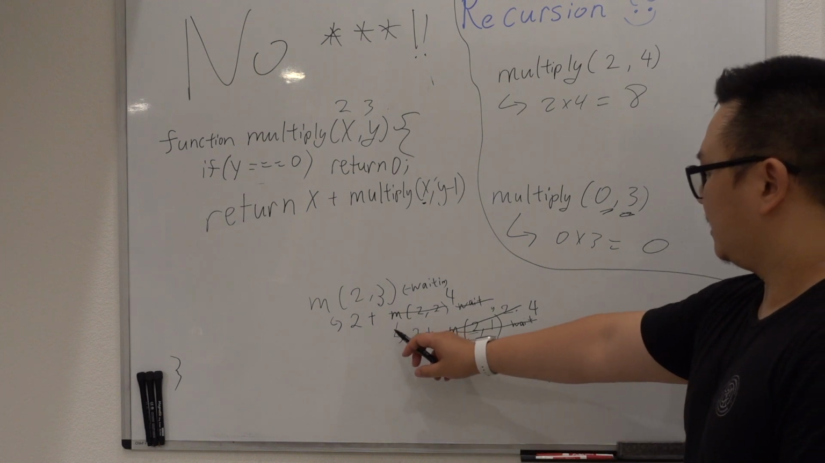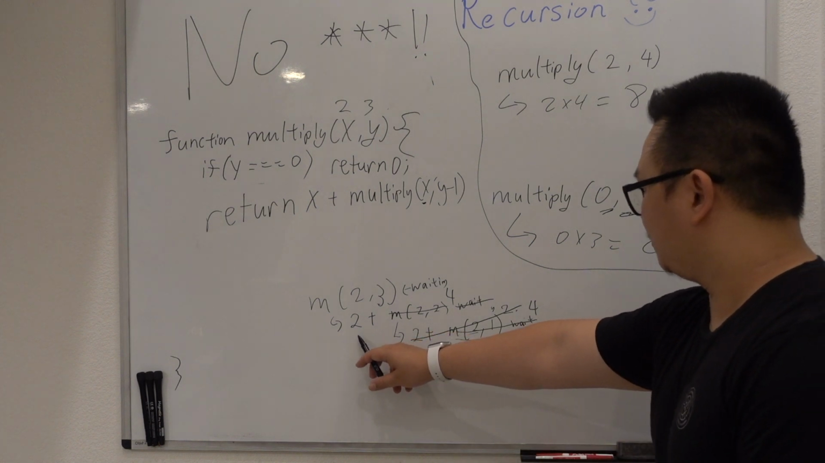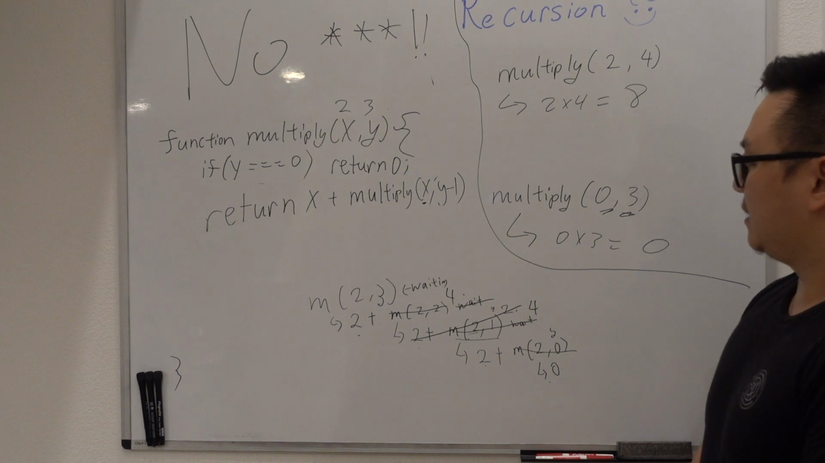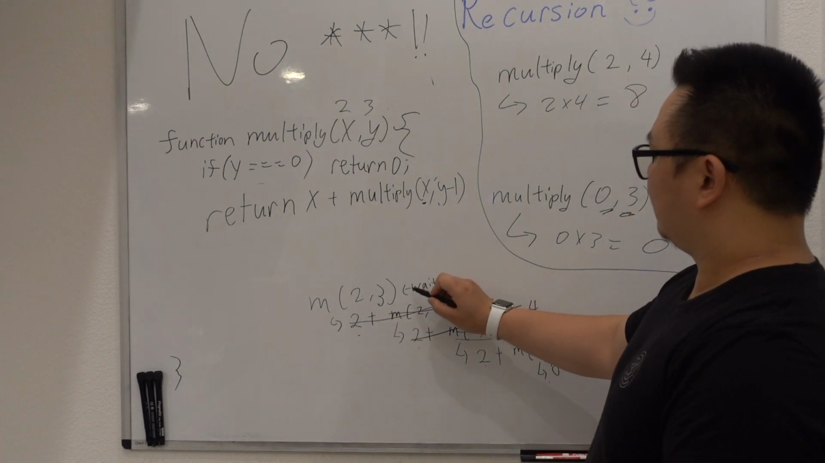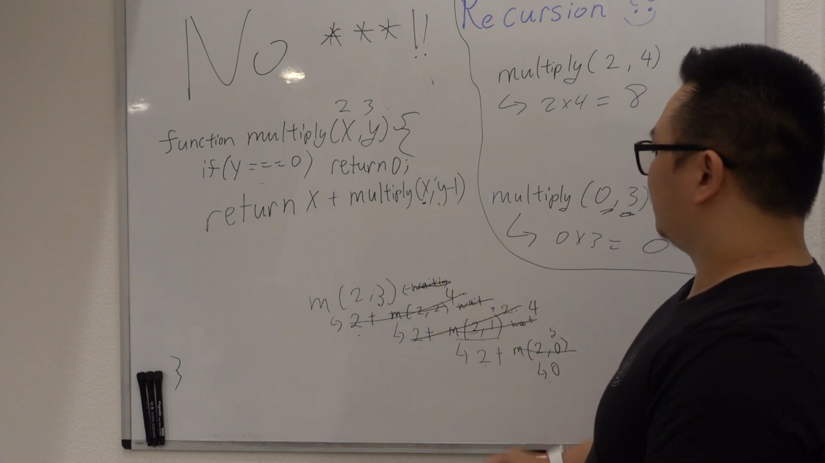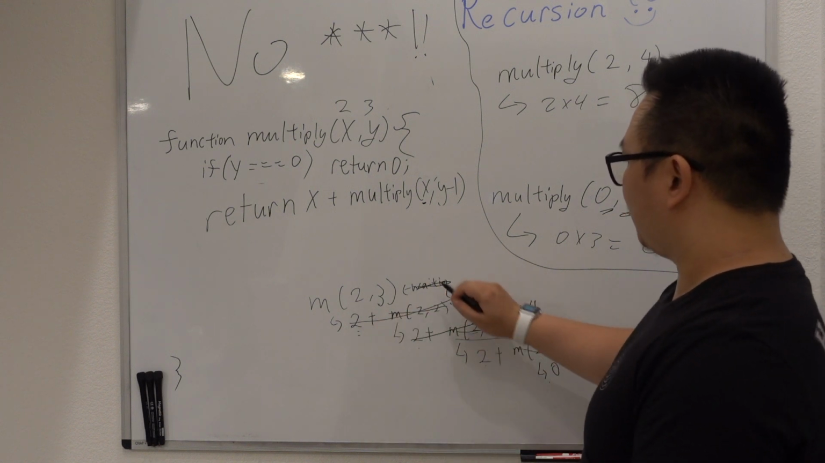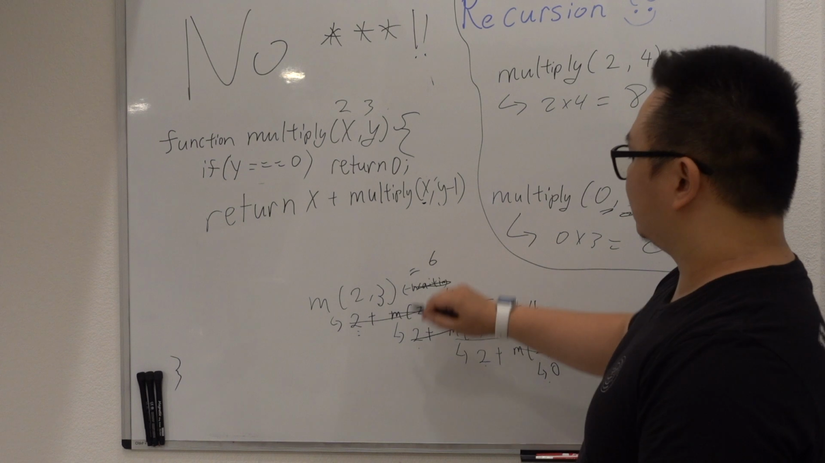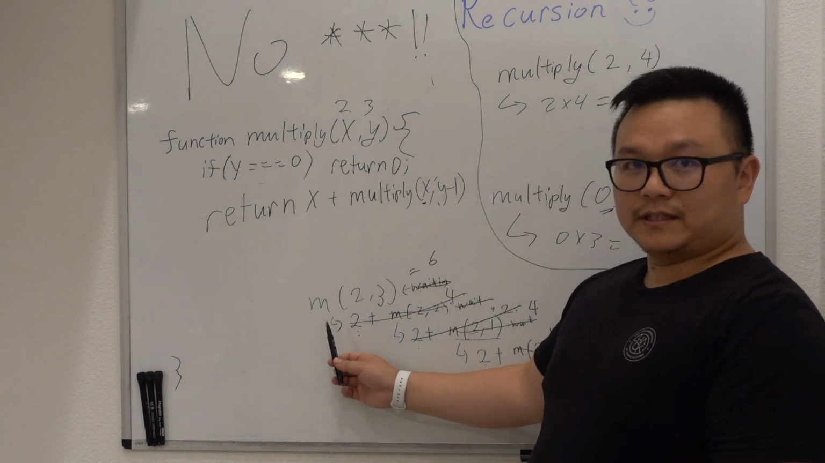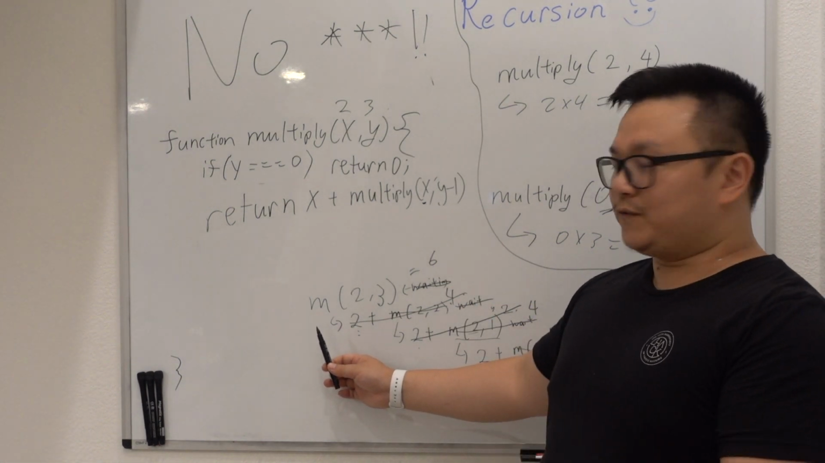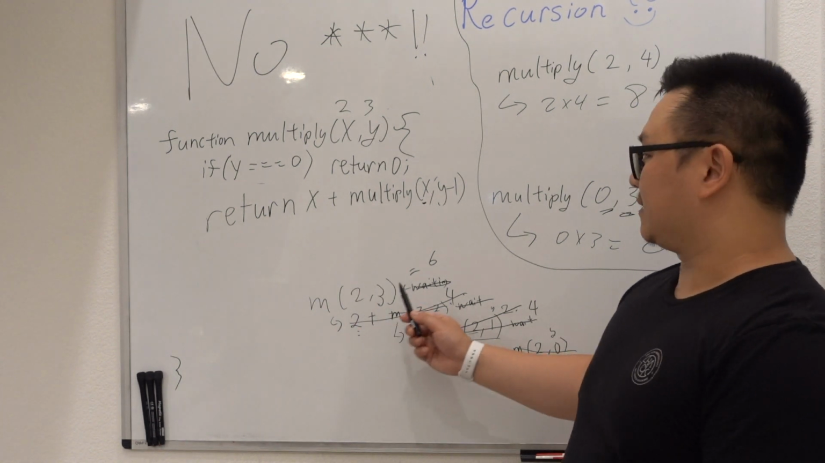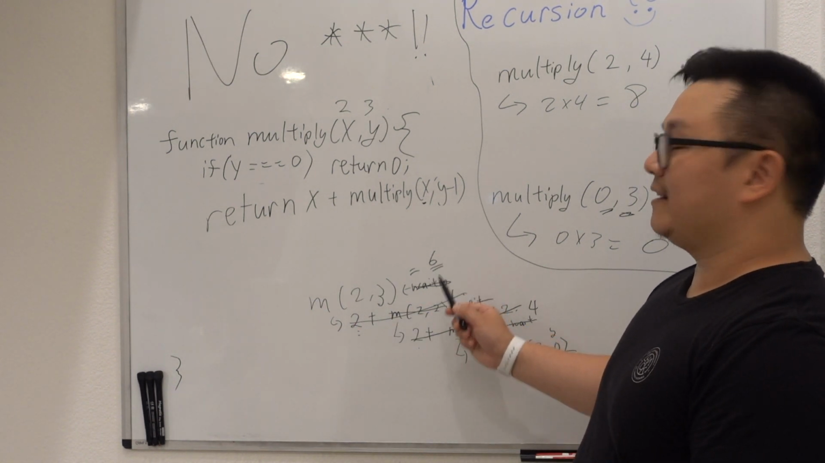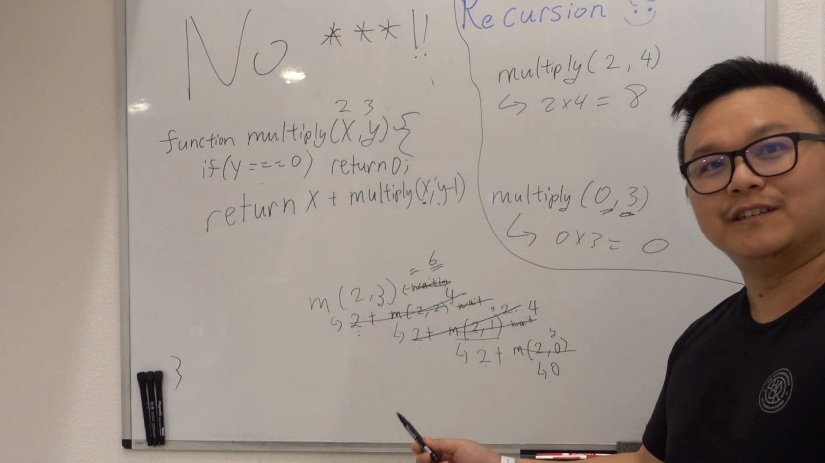Okay? And then you would say 2 plus 4 is 6. This line is done. This line is no longer waiting. So it turns out 2 plus 4 is equal to 6. So does that give us the right answer for 2 multiplied by 3? 2 times 3 is 6. So that's exactly what we got from our recursive function.